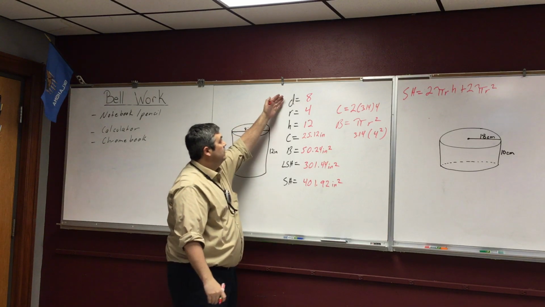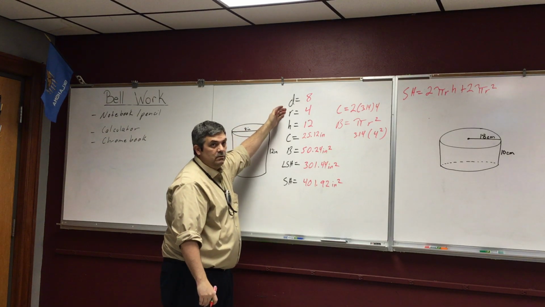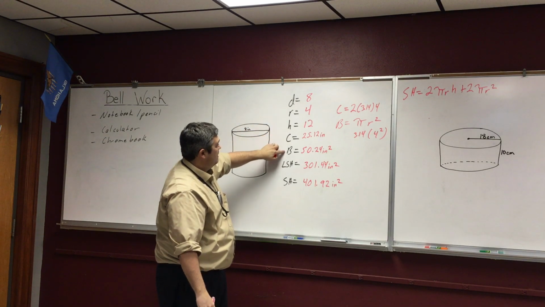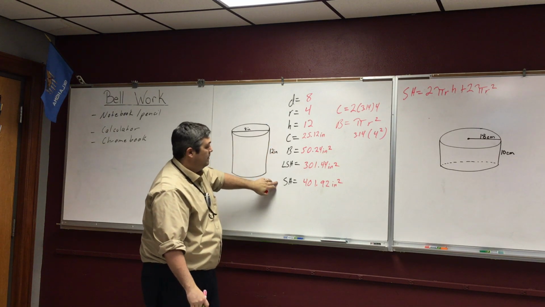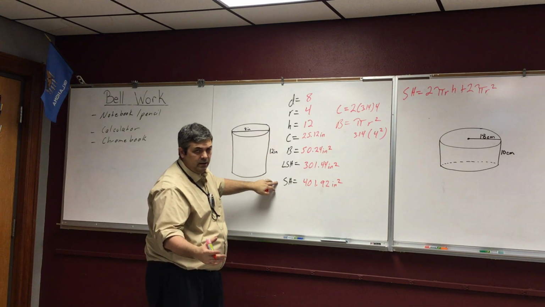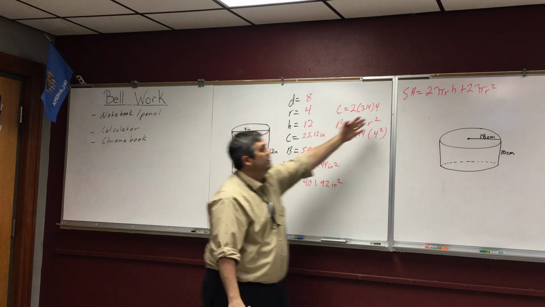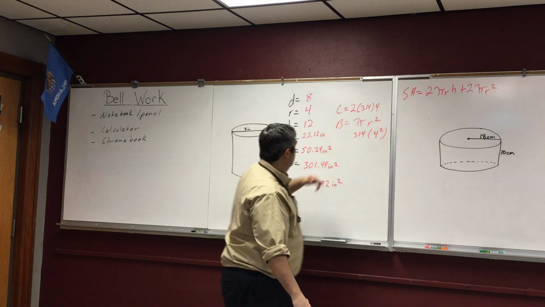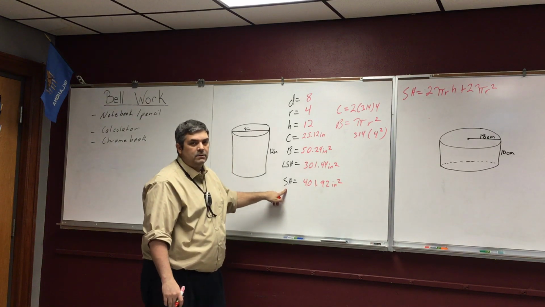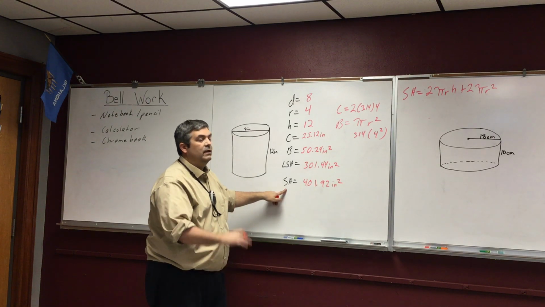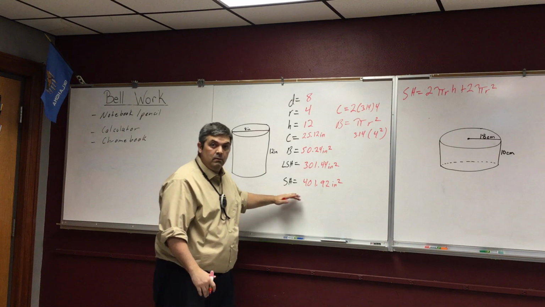So I went from just having these three things to having my circumference, my base area, my LSA, and my total surface area. You can do this. Now, could I have just plugged it into my formula to get my total surface area? Absolutely, and it would have worked perfectly. And if that's all they're asking for, do that.